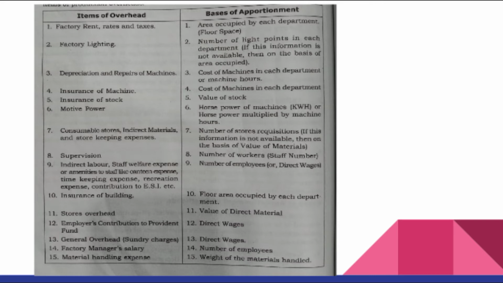Here we can see two headings, items of overhead and basis of apportionment. In apportionment, we have to divide the total amount of overhead expenses to each department on some suitable basis. Here we can see that 15 items of overhead and their bases are given. For example, first one, factory rent. Factory rent is to be apportioned among different departments on the basis of floor area occupied by each department.